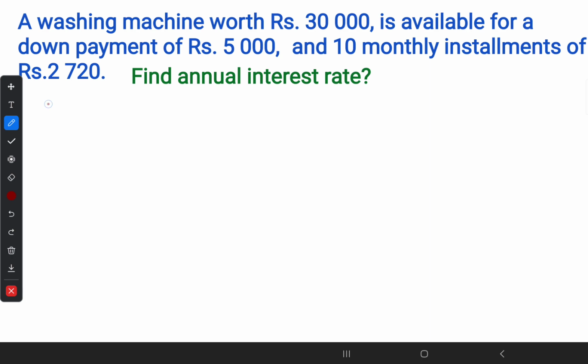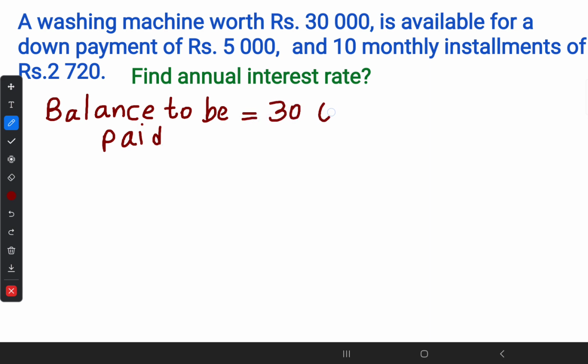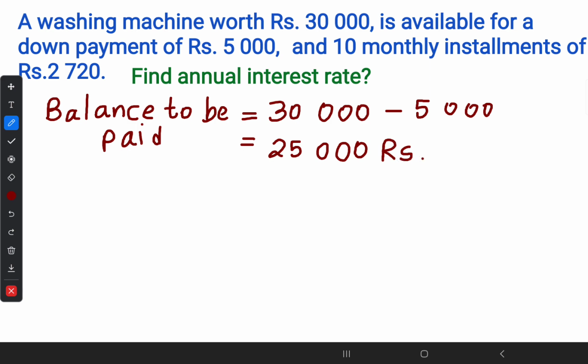Initially, let's find the balance to be paid. The total amount of that washing machine is 30,000 rupees. You have already paid 5,000 rupees as down payment, so we will subtract that. So the remaining amount is 25,000 rupees. It should be settled within 10 equal months. But not exactly 25,000 only. They will charge some amount of interest as well. That's what we have to find.